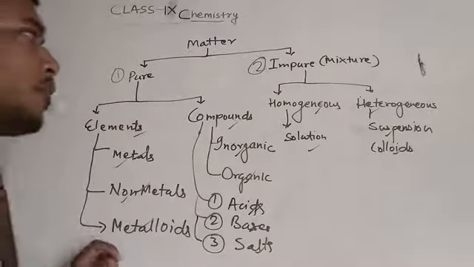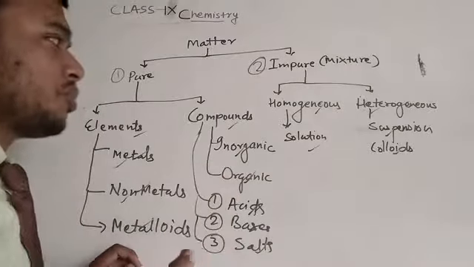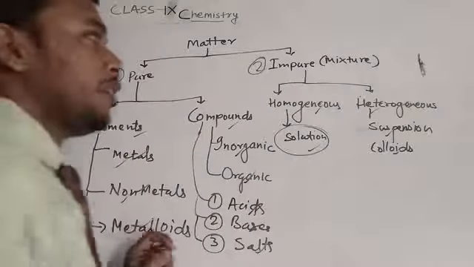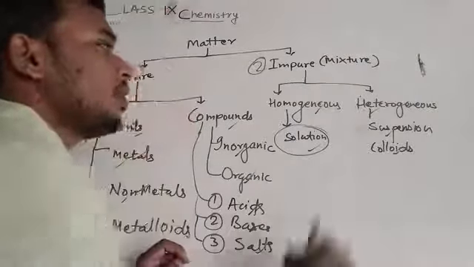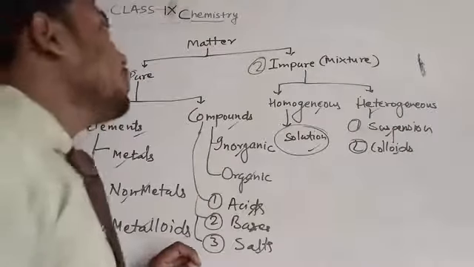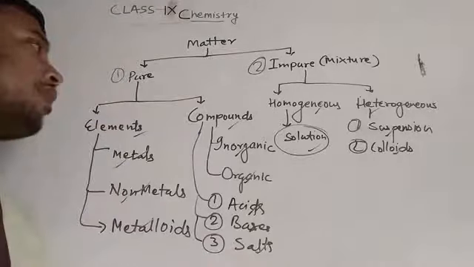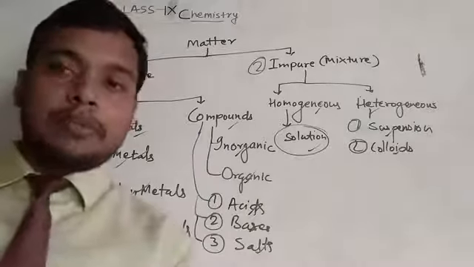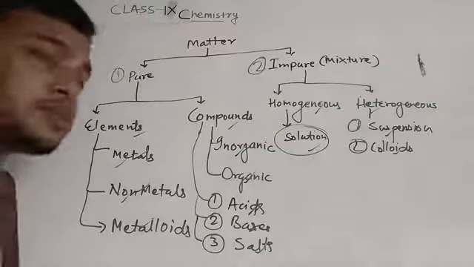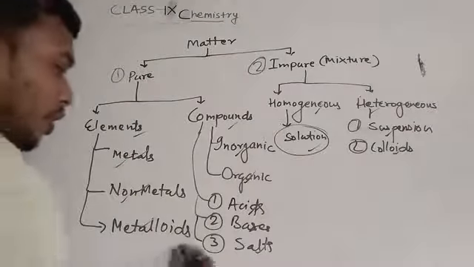Now, impure matter is mixtures, that is homogeneous and heterogeneous mixtures. An example of a homogeneous mixture is a solution, and heterogeneous mixtures are suspensions and colloids. Now, dear student, this is the chemical classification of matter, with reference to chapter 2, Matter Around Us Pure.